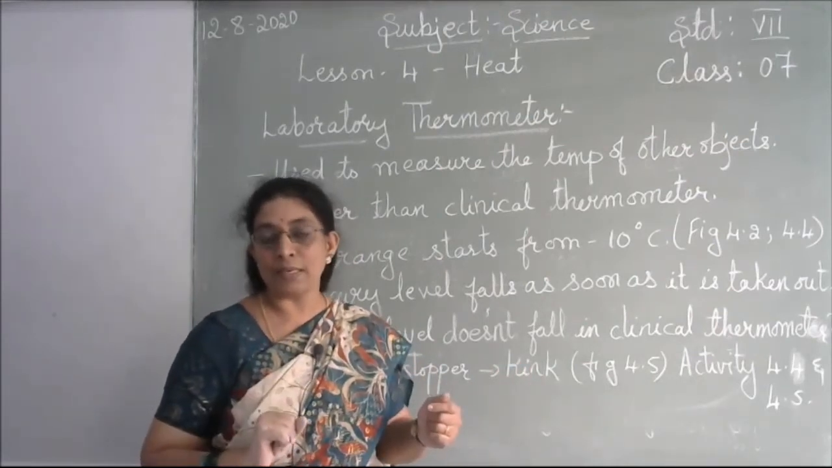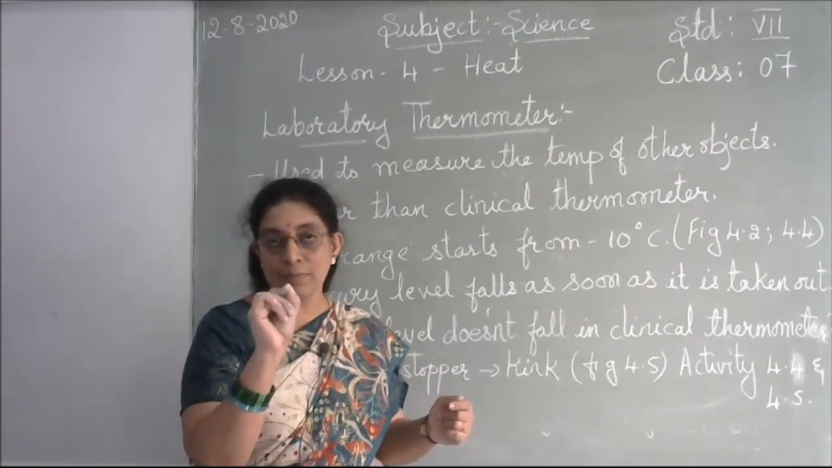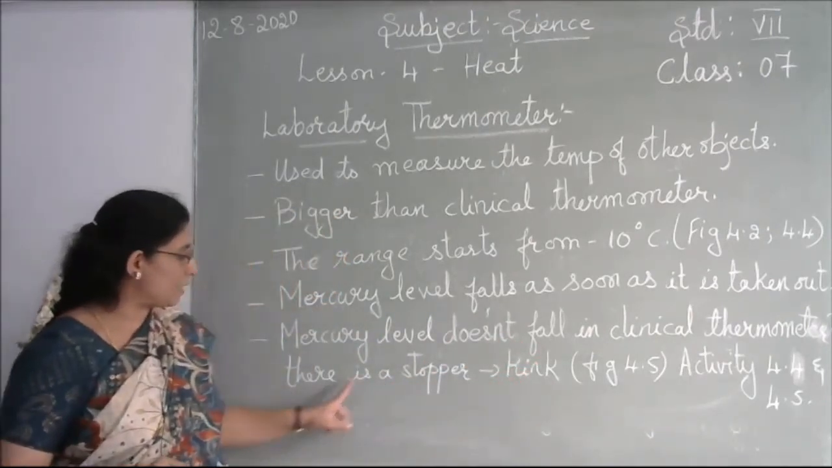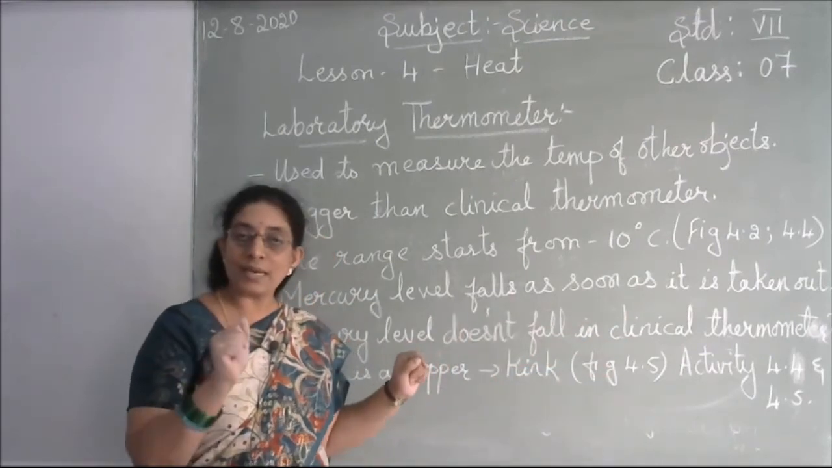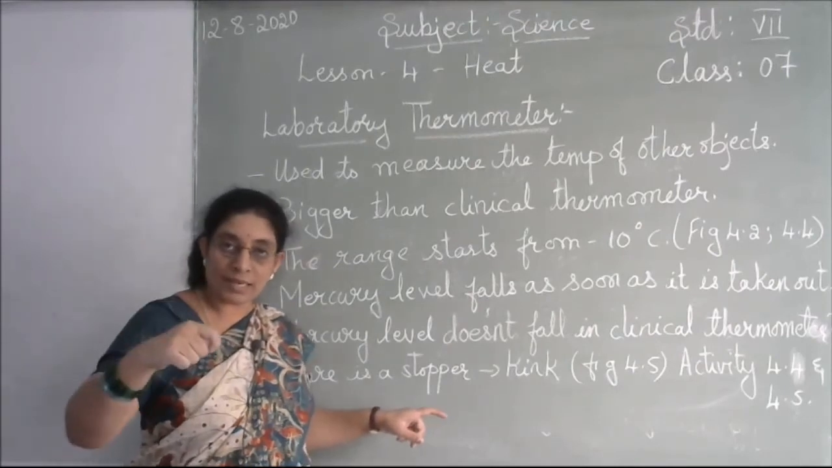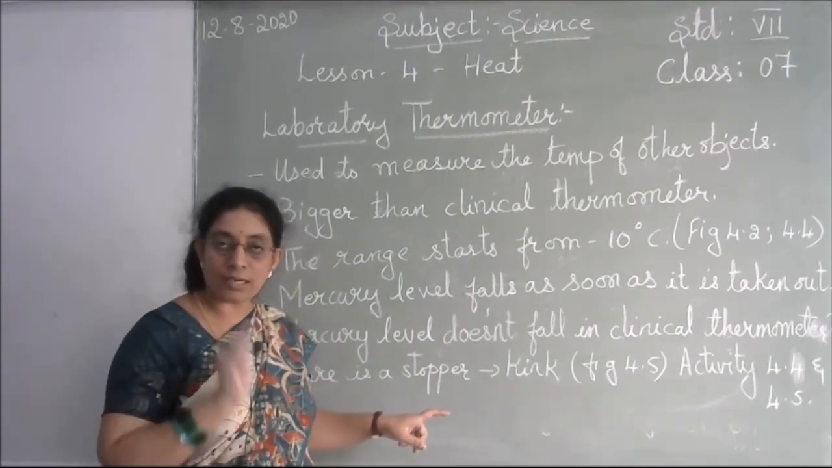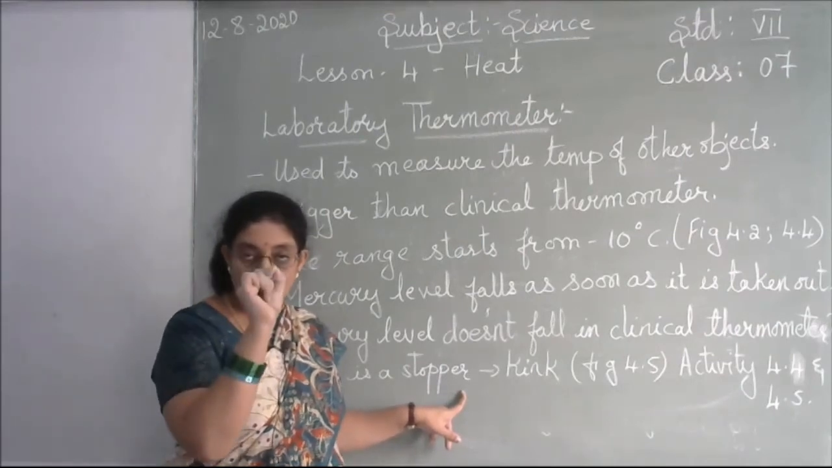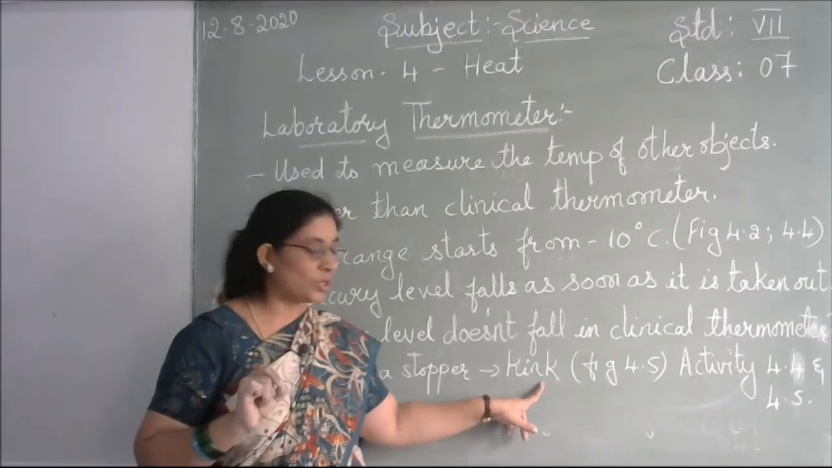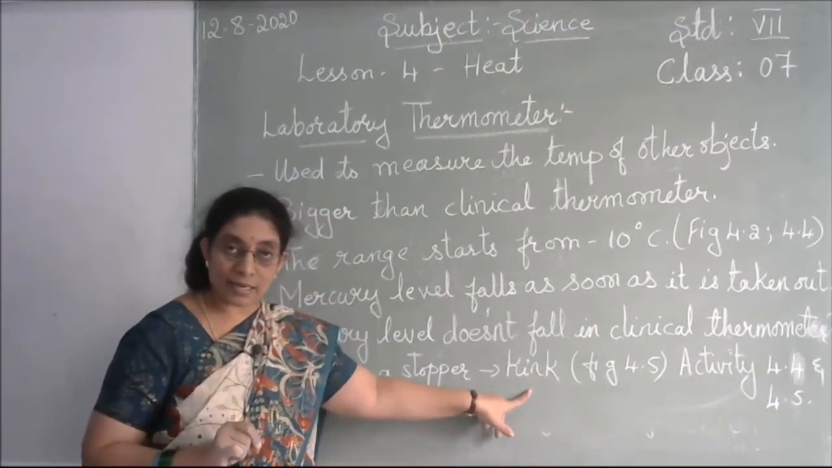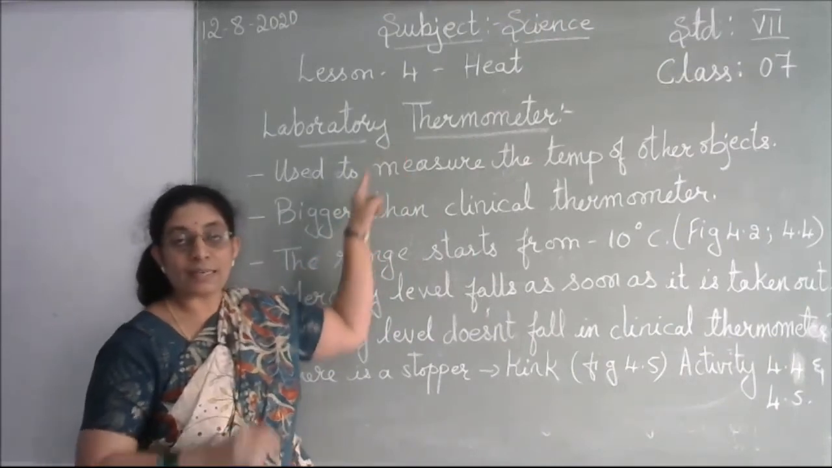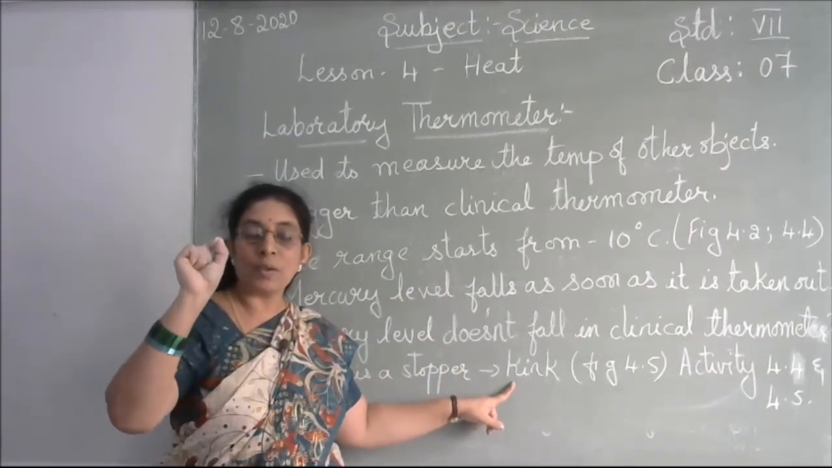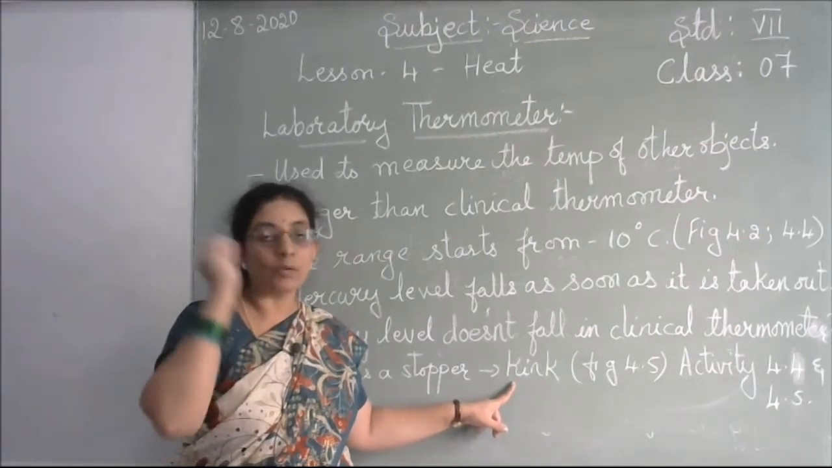So why does this not happen in the clinical thermometer? Because in the clinical thermometer there is a stopper, and that stopper is called the kink. The mercury level does not fall in the clinical thermometer. It remains there until you shake it. It will not come down. What is the reason? Because there is a stopper at the end of the bulb. That stopper is called the kink. And this stopper, the kink, is not present in the laboratory thermometer. That is why the mercury comes down immediately to the starting point. And here the mercury remains in the place where it shows the temperature. Unless you shake it, it will not come down.